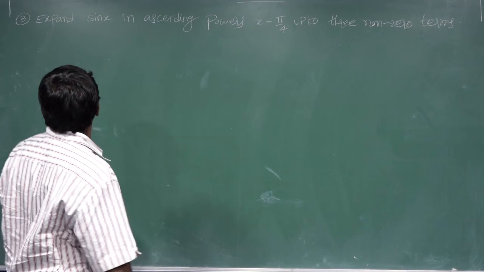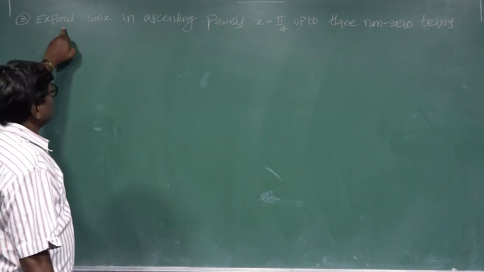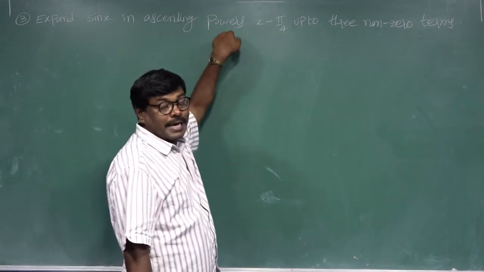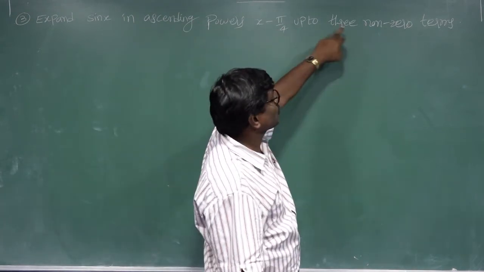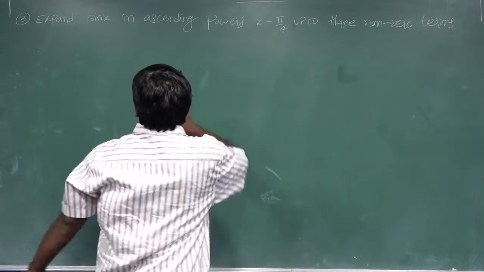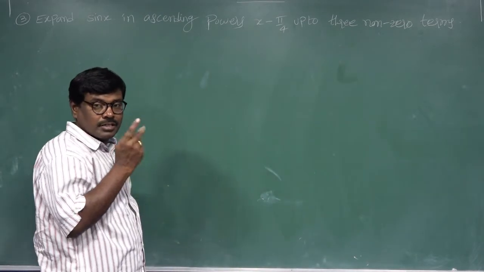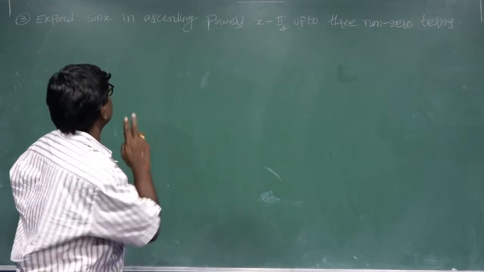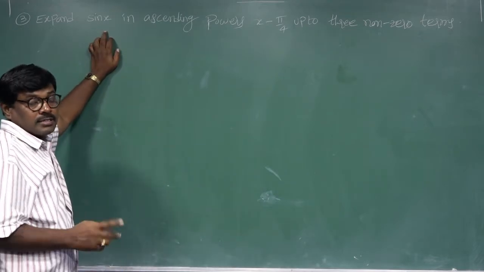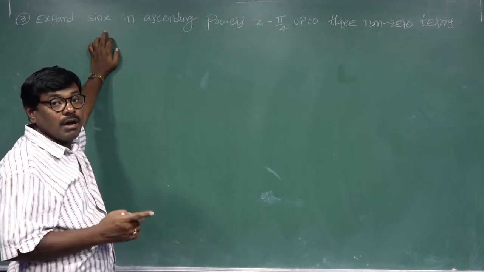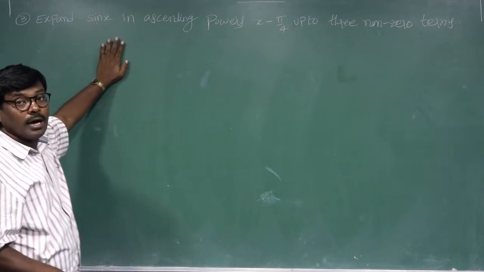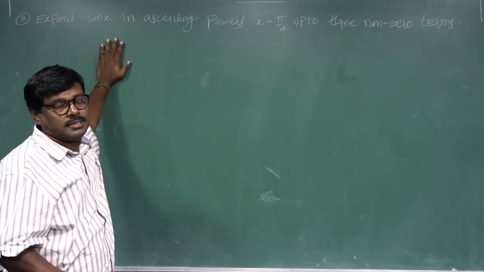Third problem: expand sin x in increasing powers of (x minus pi by 4) up to three non-zero terms. This is also a Maclaurin series type problem, like sin x, cos square x, tan inverse x, log of 1 minus x, log of 1 plus x. Here we use the Taylor series.